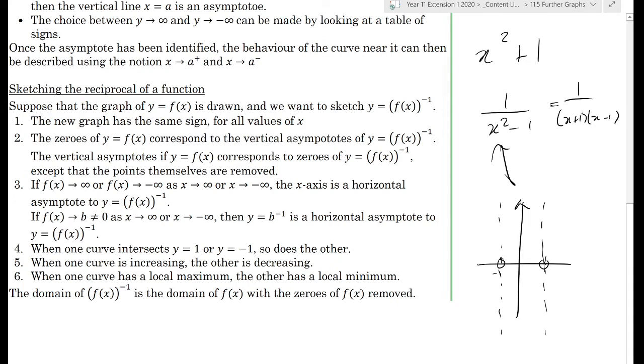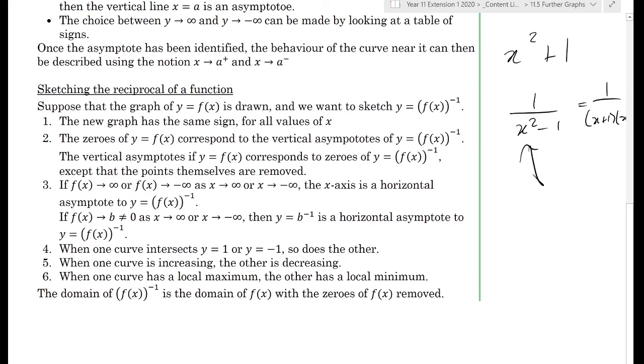Then what we're going to do is look and see what our function does either side of those vertical asymptotes. Basically you need to check what's happening coming in from either side of these asymptotes. Is it getting very big? Is it getting very small? Is it positive or is it negative? And we've got a systemized way of doing that by doing the following things.